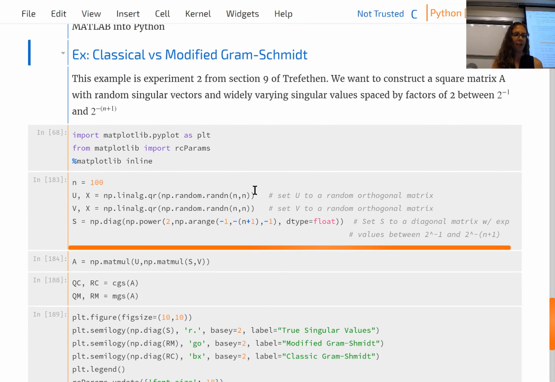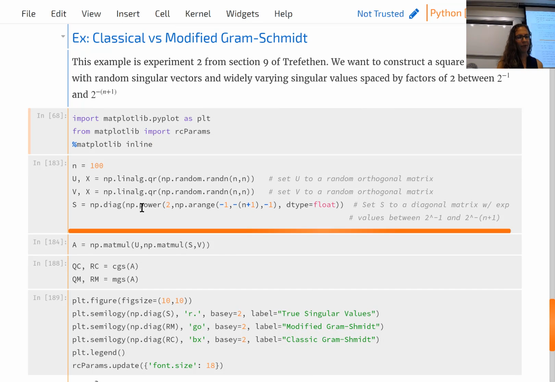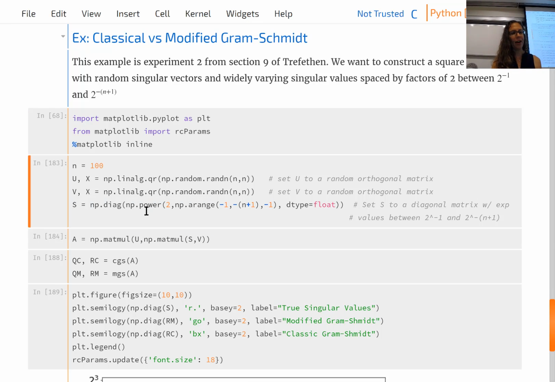One of these is comparing the classic versus modified Gram-Schmidt. Here we're going to intentionally construct a matrix that has singular values spaced by factors of 2 between 2 to the -1 and 2 to the -n+1. That means the magnitude of the singular values is varying logarithmically. To make this matrix, we're taking np.power of 2 to this range from -1 to -n+1.